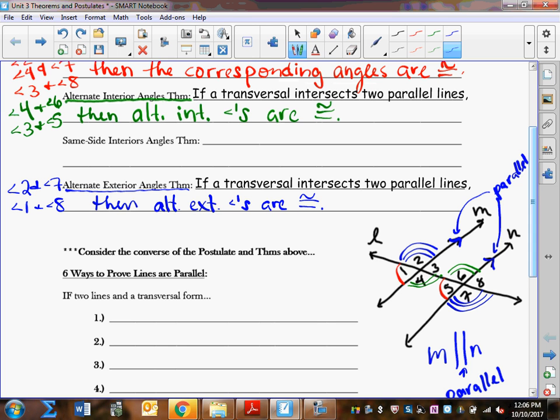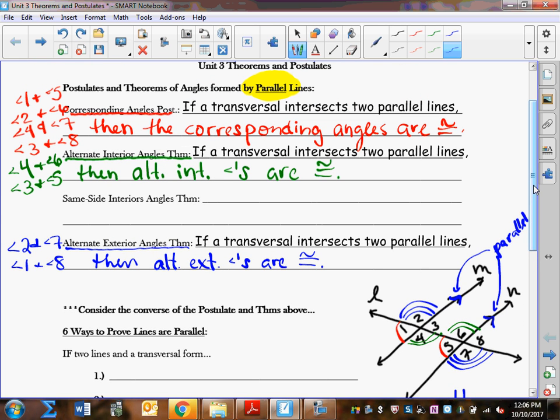Also, if they let us use alternate interior angles, we know that 4 and 6 are congruent. What do we know about 2 and 4? Vertical. They're vertical angles, thus they're congruent, and likewise with 6 and 7. So you could use that theorem first and then some substitution there, or transfer that. All right, questions so far before we do our last one? Okay. Now, same side interior angles.